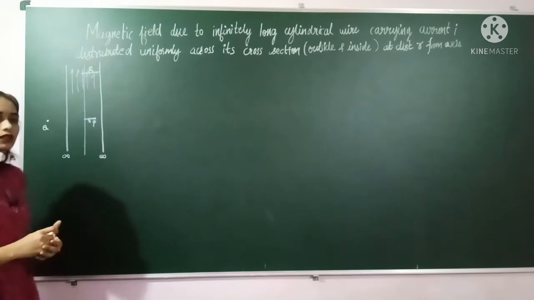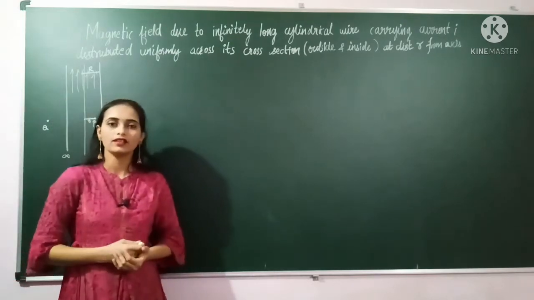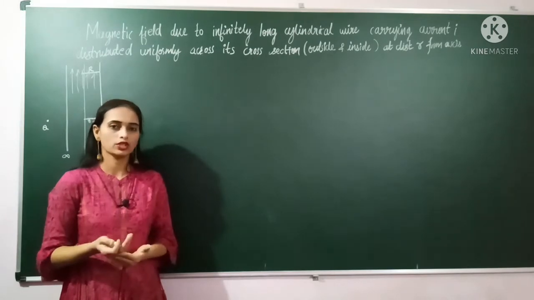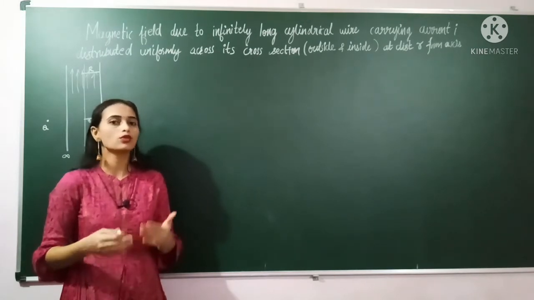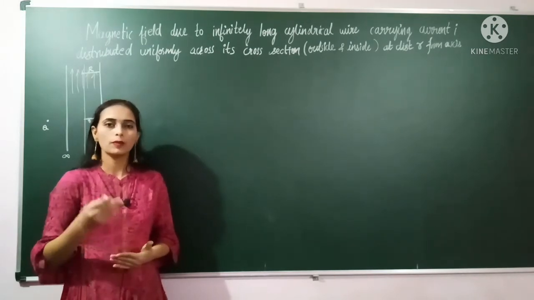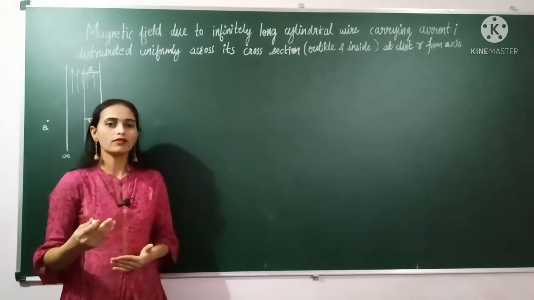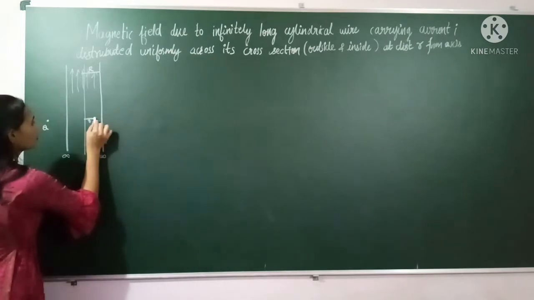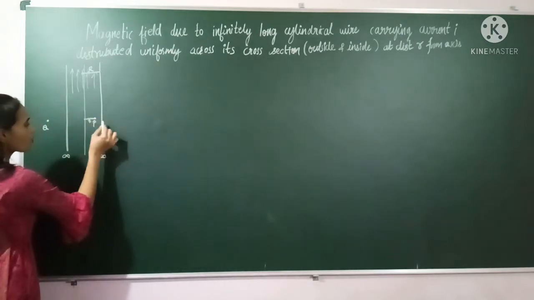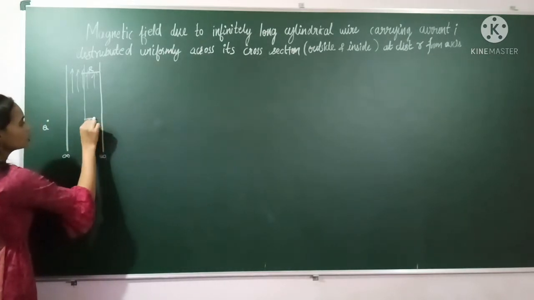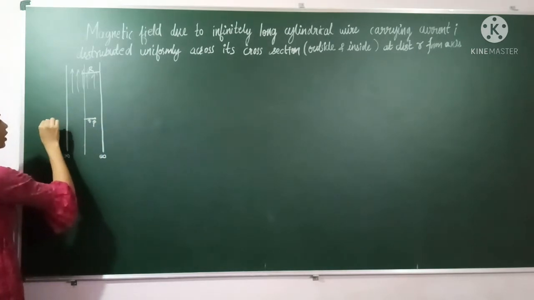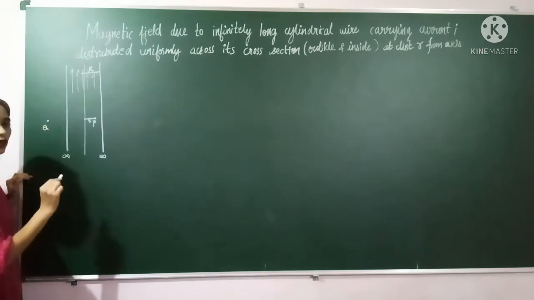After that, if we want to calculate the magnetic field at these 2 points according to Ampere's circuital law, we have to draw one closed loop which should pass through the point where we want to calculate the magnetic field. Suppose if you want to find the magnetic field at this point Q, you have to draw a closed loop passing through this point Q.